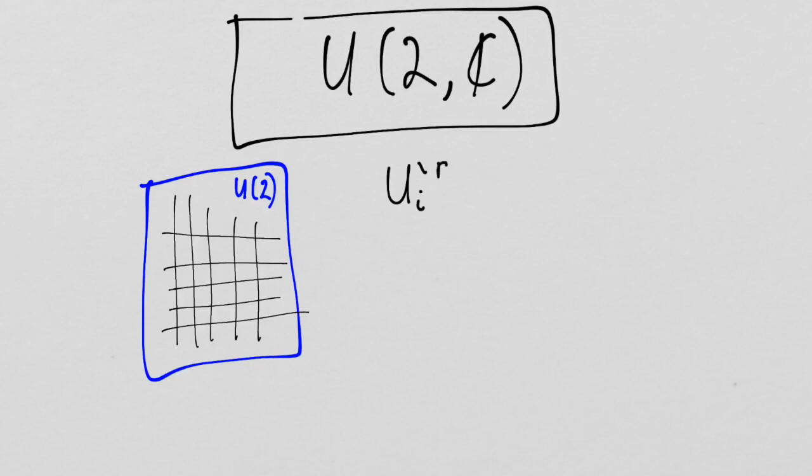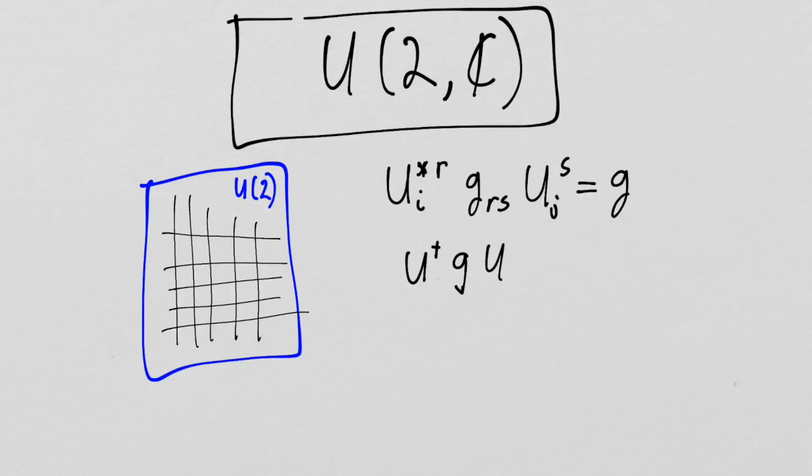U conjugate times g_rs, U_sj, which we went through all of this before, but the total notational stuff means U Hermitian conjugate g U. This guy has to equal g_ij, and furthermore, g_rs is delta_rs, right?